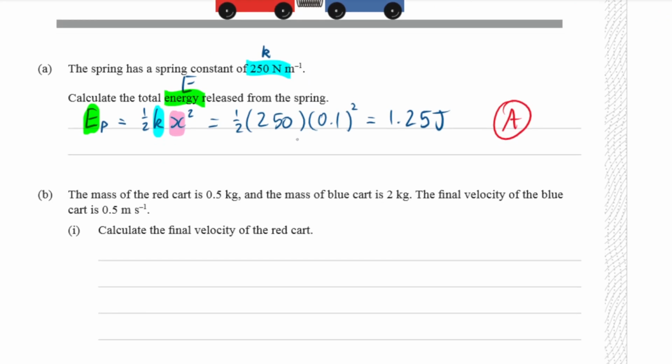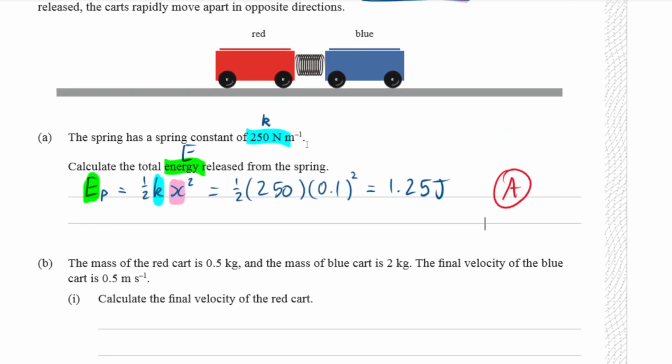Alright, now we're told that the mass of the red car is 0.5 kgs and the mass of the blue car is 2 kgs, so a bit heavier. The final velocity of the blue car is 0.5 meters per second. I'll assume it's to the right. Calculate the final velocity of the red cart. Again, I'm going to assume they're bouncing off each other. So I'll just label that as VF for final velocity. So that's the setup.